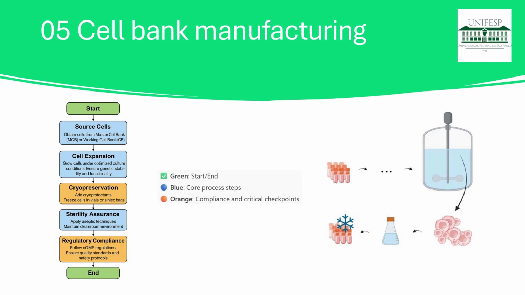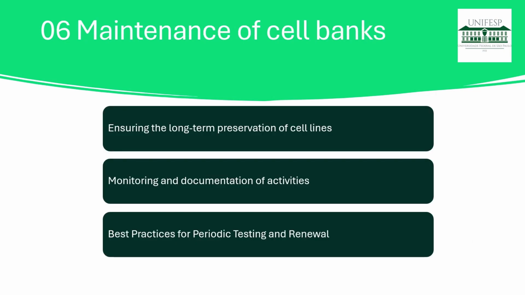Once the cells have been expanded, they undergo cryopreservation in individual vials or containers like small single-use bags. Cryoprotectants are added to protect the cells from damage during freezing and thawing processes. Sterility assurance plays a crucial role in maintaining the integrity of the cell lines. Adherence to aseptic techniques and clean room environments ensures that cell banks remain free from contaminants and microbial growth. Additionally, strict regulations such as current GMP regulations ensure that the cell banking process meets the required quality standards and safety protocols.